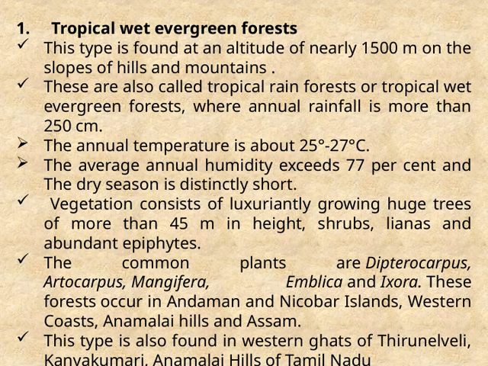These forests are vital for biodiversity and are found in regions like the Andaman and Nicobar Islands, the western coasts of India, the Anaimalai Hills, and parts of Assam. You can also see these forests in the Western Ghats, particularly in areas like Thirunelveli, Kanyakumari, and the Anaimalai Hills of Tamil Nadu. Overall, these forests play a crucial role in maintaining ecological balance and supporting a rich variety of flora and fauna.